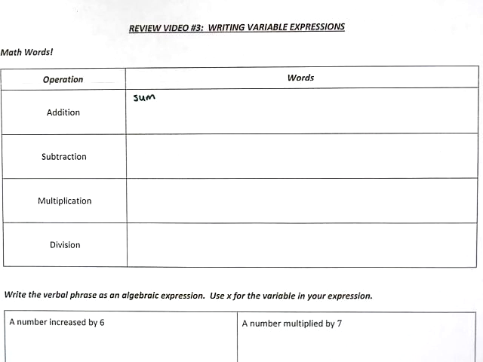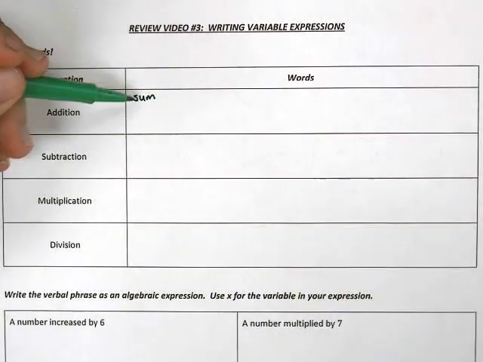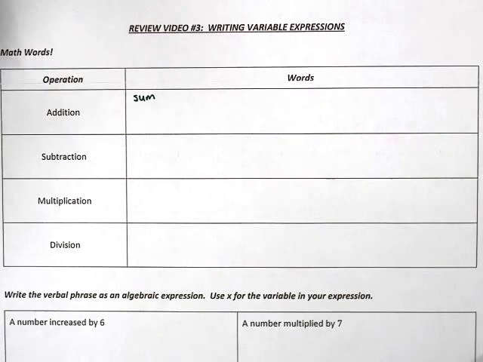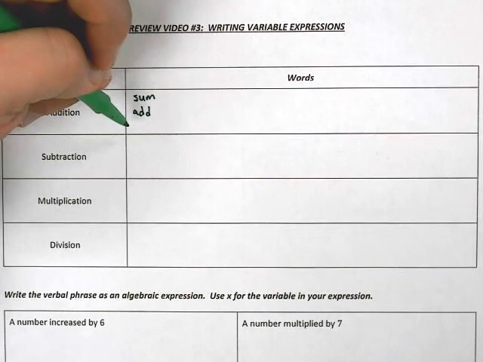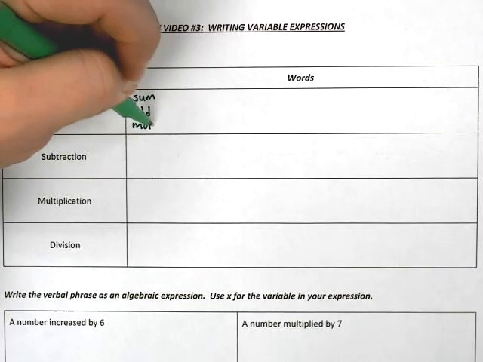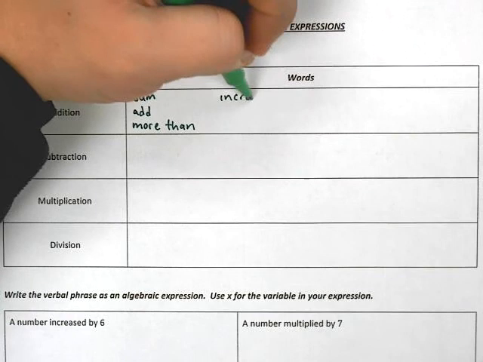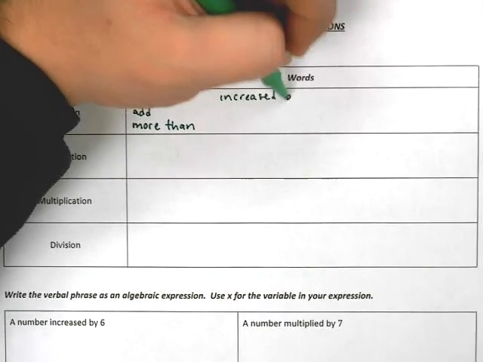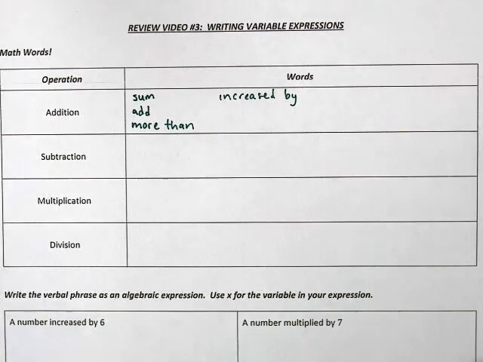So the very first one I would say for addition is the word sum. If you see the word sum, you know you're talking about addition. Other words that mean addition, well, we know add, more than, increased by. I mean, that's pretty good. Hopefully you guys get the idea.